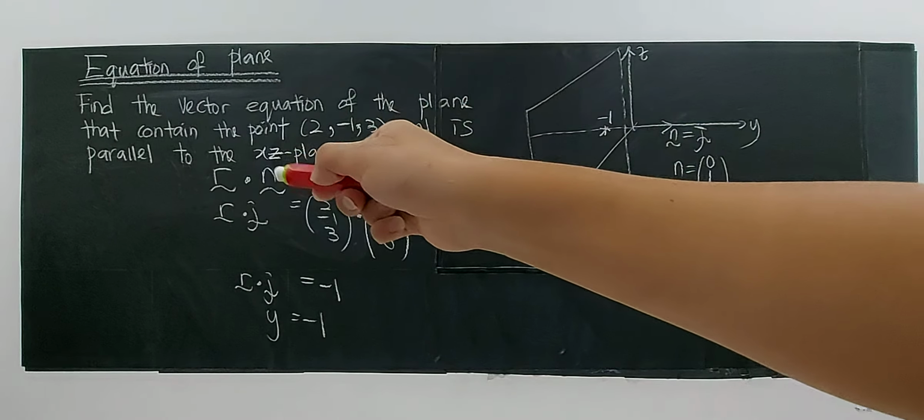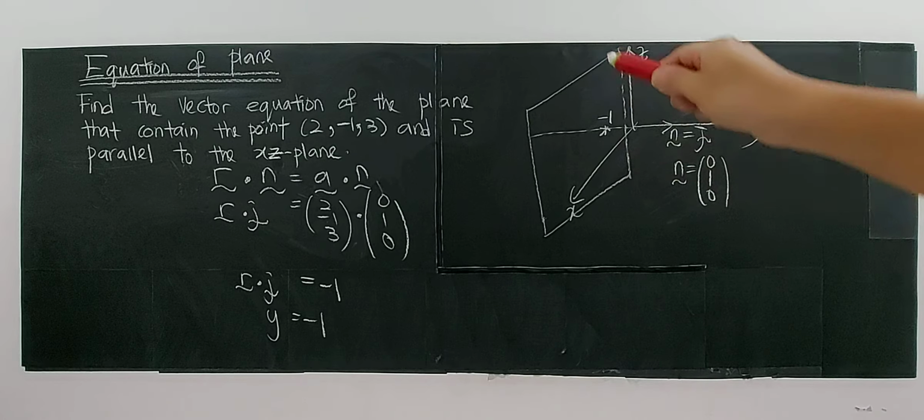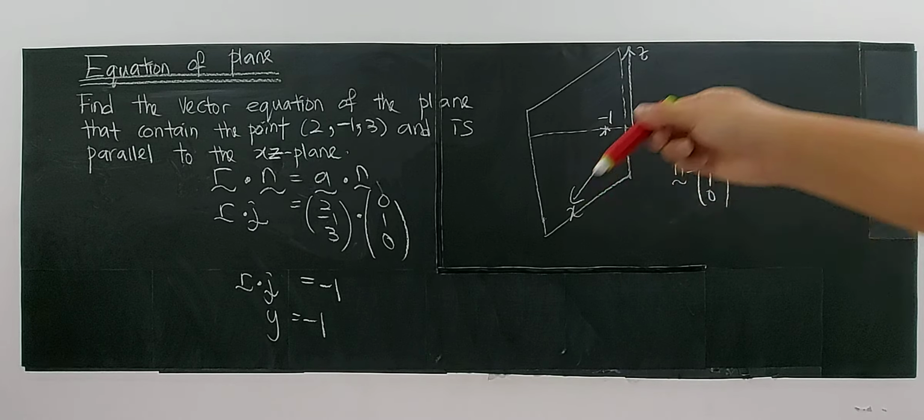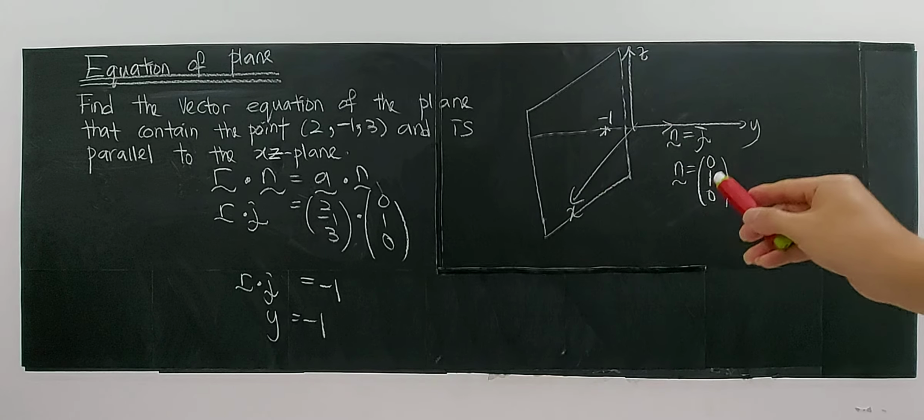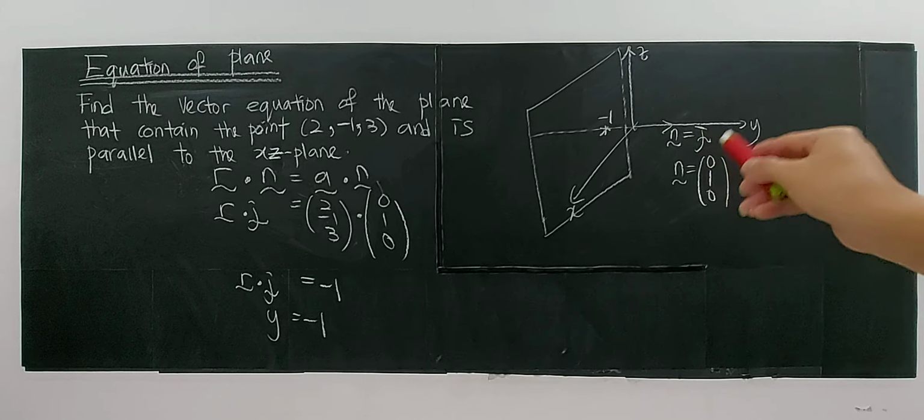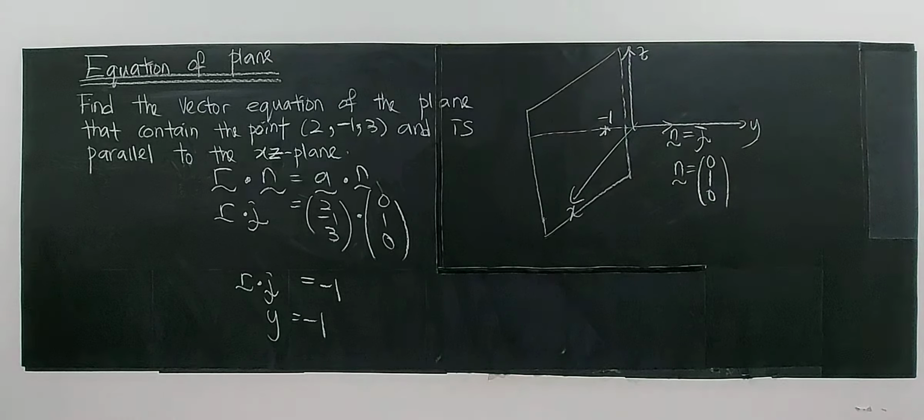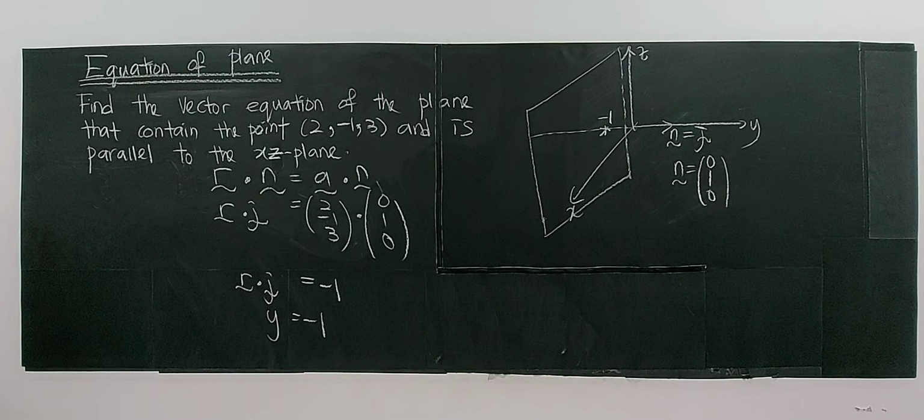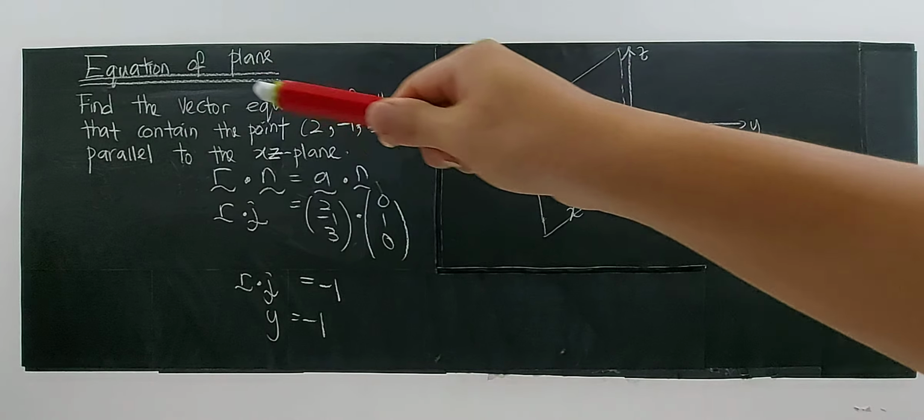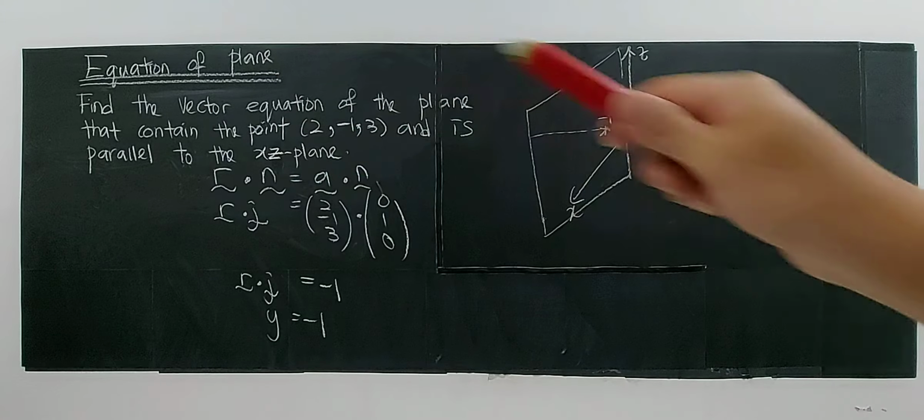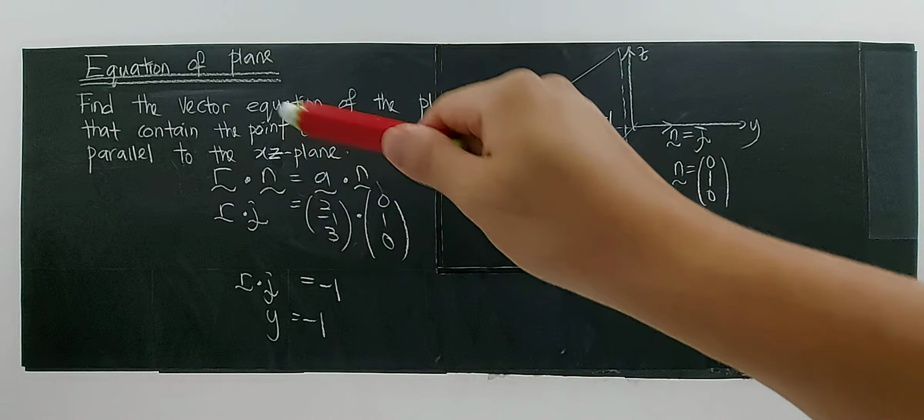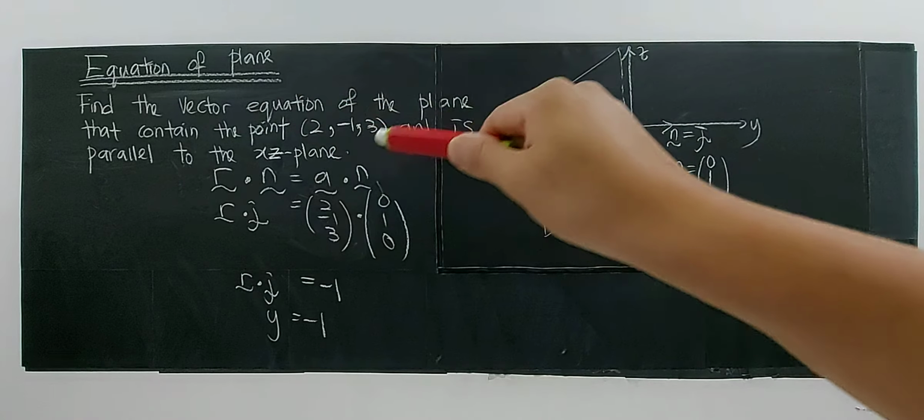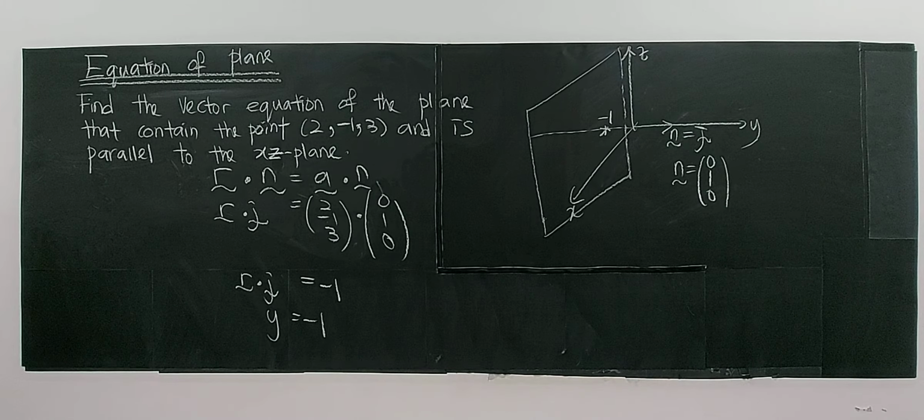So if the question is asking for the yz plane, the normal will be the x-axis, which is 1, 0, 0 or i, right? Then you will have x equals 2 in your answer. So very simple. So when they say parallel to a plane, then we take the normal of that plane as the normal for this plane that passes through this point. Right? I think that's all for this video, and we'll go for more examples in the next video about the equation of a plane.